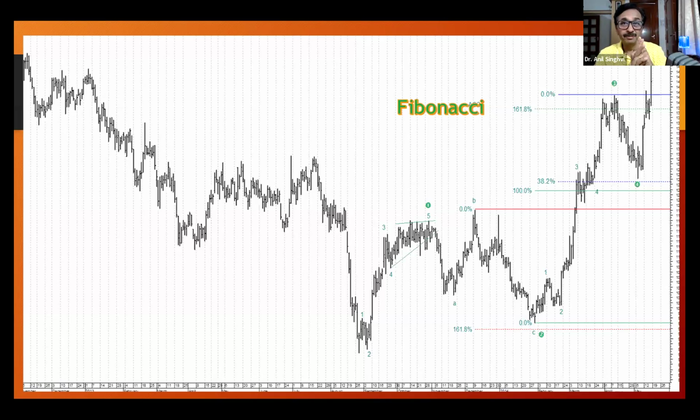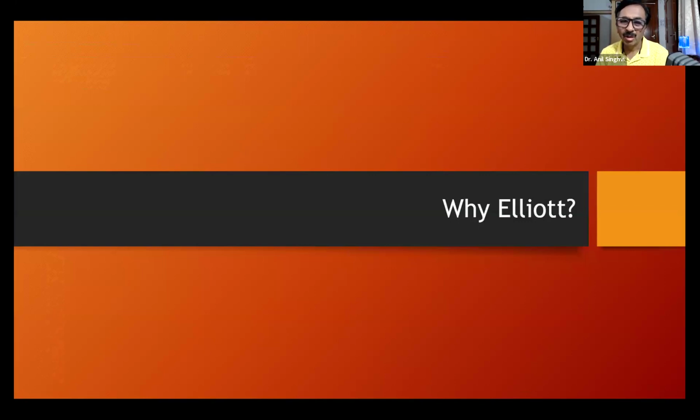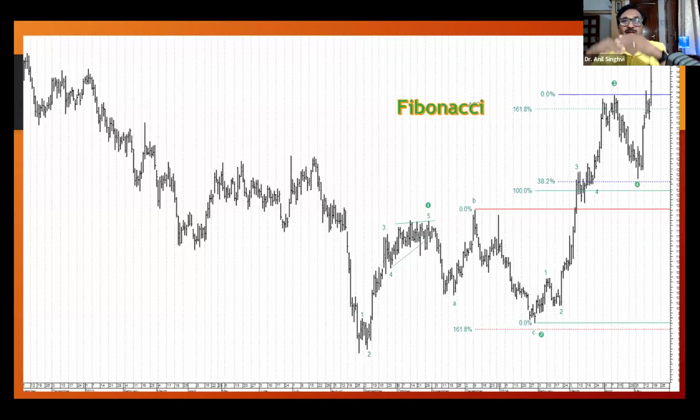Wave 3. So we measure wave 1, and you can see on the top, the green line is 161%. And 161% was 130 bucks. It started around 90 bucks here, and this is 130 bucks here. It actually went all the way to 130 in no time at all, and ended there. Then it made wave 4, and then wave 5 happened. That is how we can project some targets.